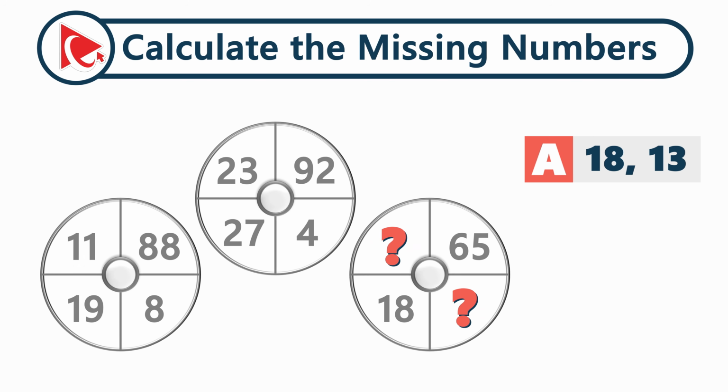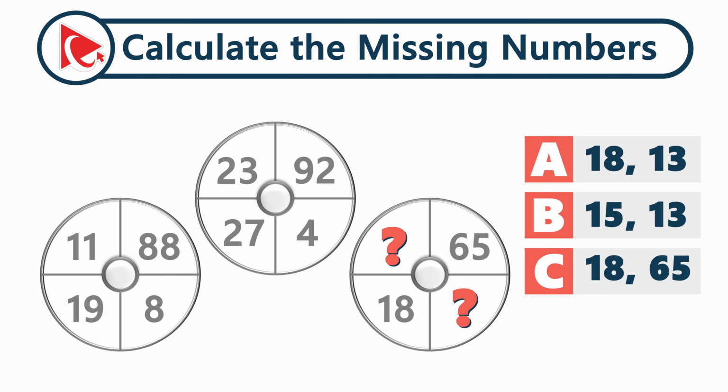Choice A, 18 and 13. Choice B, combination of 15 and 13. Choice C, combination of 18 and 65. And last but not least, choice D, combination of 5 and 13.